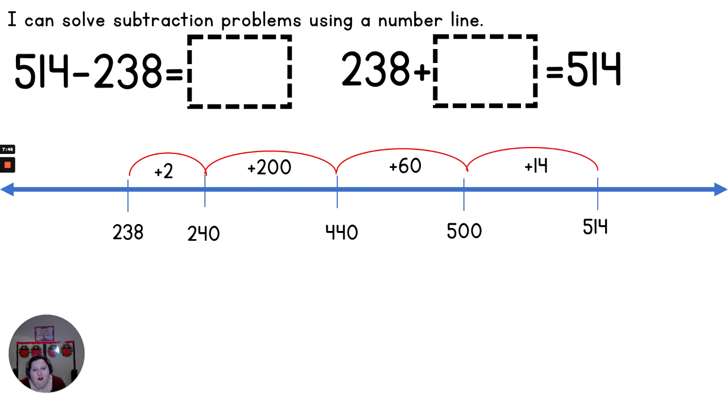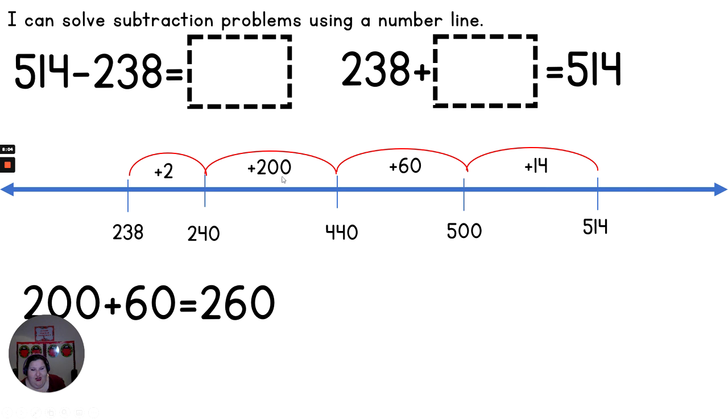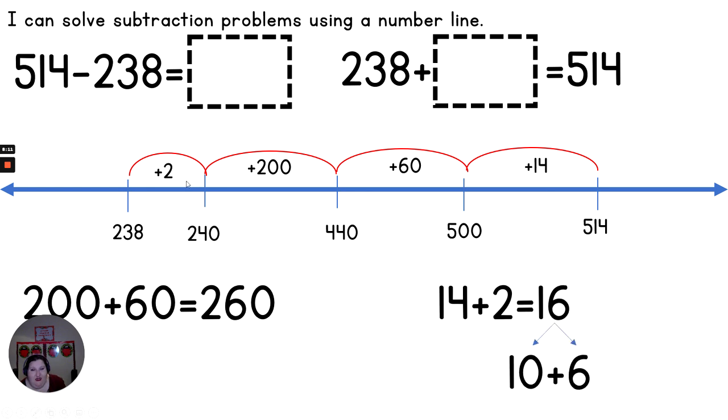Then all I have to do is add 14 more, and I'll get that 514. But now, what do we do with all this information? Well, all these jumps we made, we have to add this all together now to find out what we did. And that's going to give us the answer. So 200, I'm taking 260 first. That gives me 260. Then I'm going to take that 14 and 2, and that gives me 16.